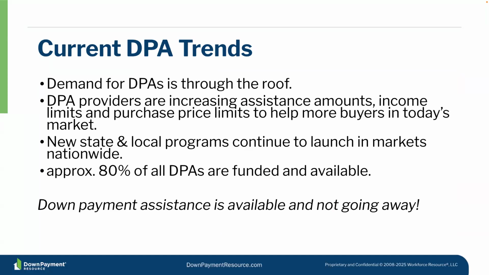So we always like to take stock of current DPA trends. Demand we see remains through the roof, and we'll be looking at some slides that will show you some figures with respect to that. DPA providers are continuing to increase assistance amounts. There are income limits and purchase price limits that are continuously adjusted. All of this to help more home buyers in today's market.